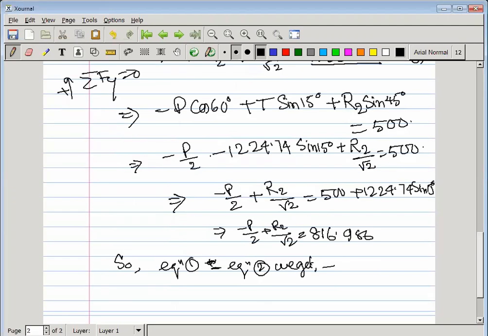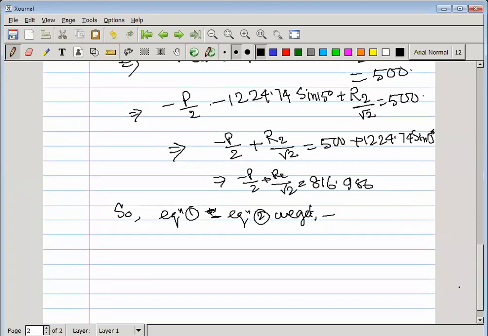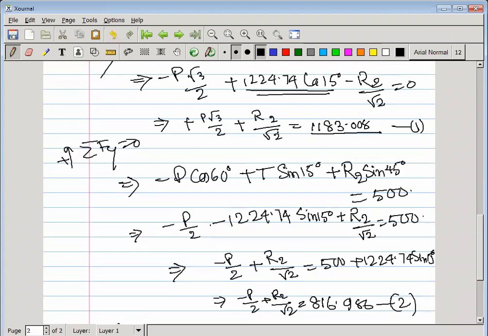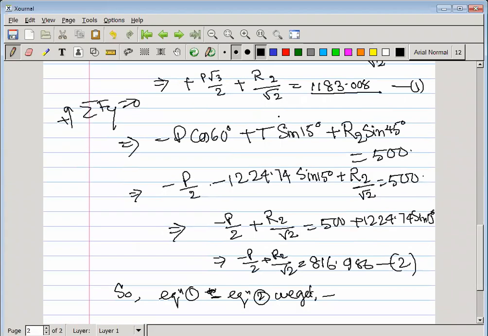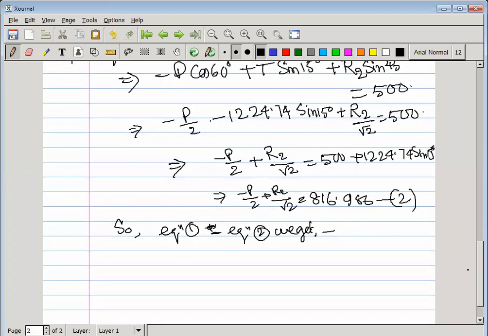So just subtract this from this. This is equation 2, and that is equation 1. If we subtract, then R by root 2 cancels out. Na? If we do minus, what we will get? P root 3 by 2 plus P by 2. Since they already have a minus symbol, this should be plus.